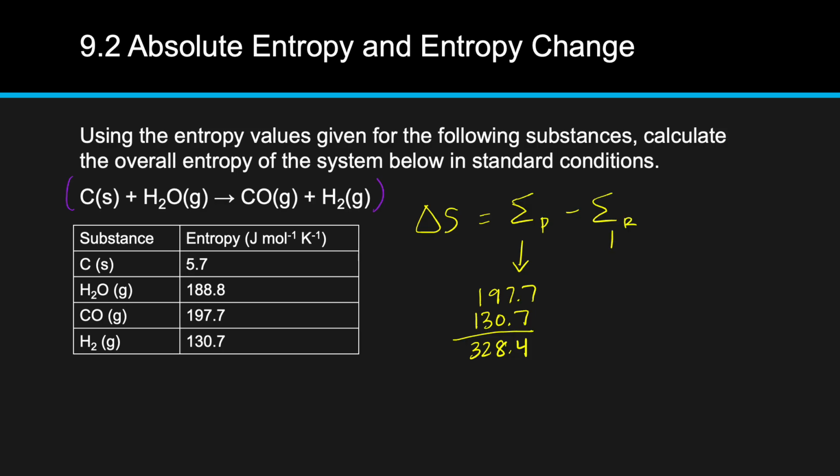And then for our reactants, we have solid carbon, which is 5.7. And then we have water in a gaseous state, which is 188.8. And that's going to give us 194.5. So now we can take these numbers, products minus reactants. That's going to give us our final answer of positive 133.9. And that's going to be the same unit that we're given, joules per mole times Kelvin.